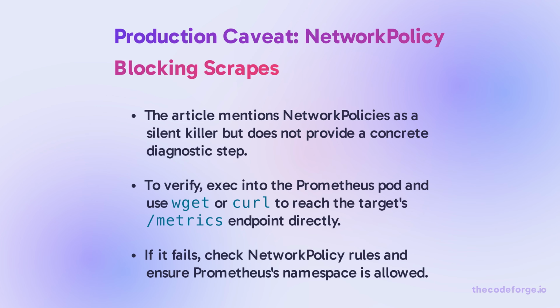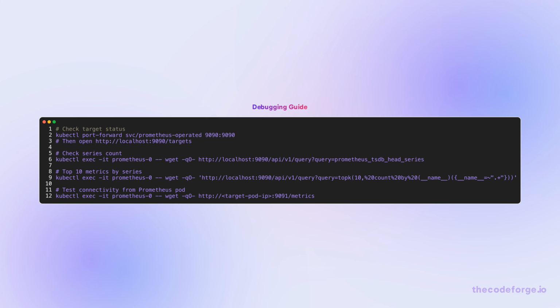The article mentions network policies as a silent killer, but does not provide a concrete diagnostic step. To verify, exec into the Prometheus pod and use wget or curl to reach the target's metrics endpoint directly. If it fails, check network policy rules and ensure Prometheus's namespace is allowed. To debug scraping issues, check the Prometheus targets page to see which targets are up or down. Monitor the active series count with prometheus_tsdb_head_series. Use the topk query to find high cardinality metrics, and always test network connectivity from the Prometheus pod.